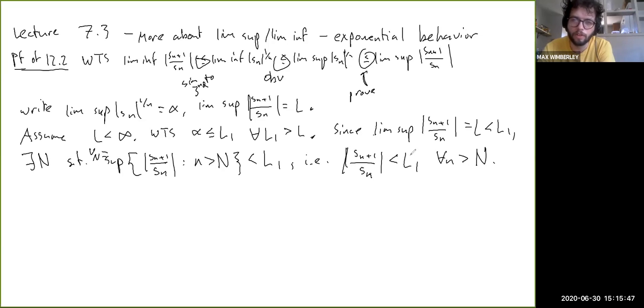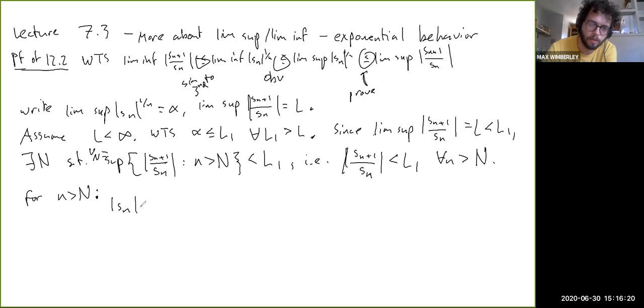So all we want to do is show that the average has to be less than or equal to L1, right? If all of these things are less than or equal to L1, then their average should be less than or equal to L1, basically. Okay. So for n greater than N, that's the motivation for why we write this following equation.